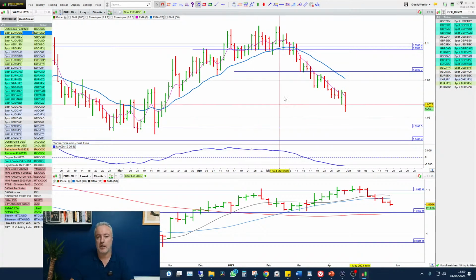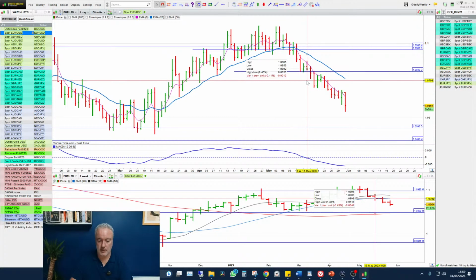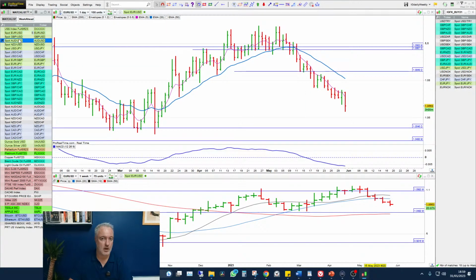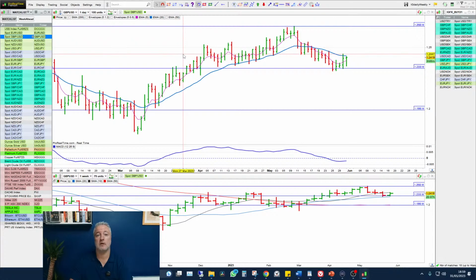Okay, so euro dollar continuation, no setup. Sterling, if it's going to continue to the downside, then there we go.